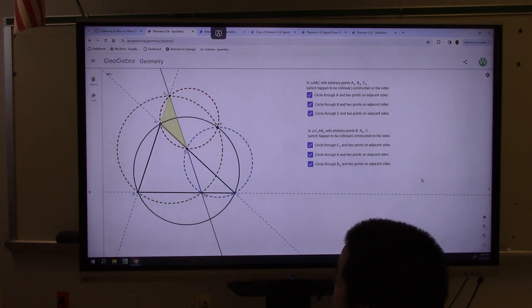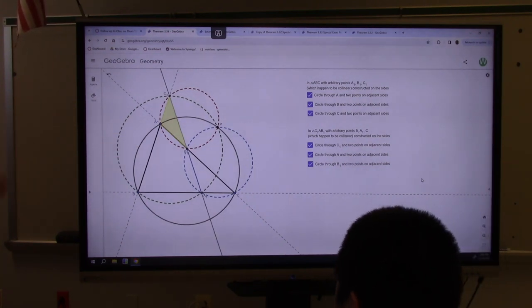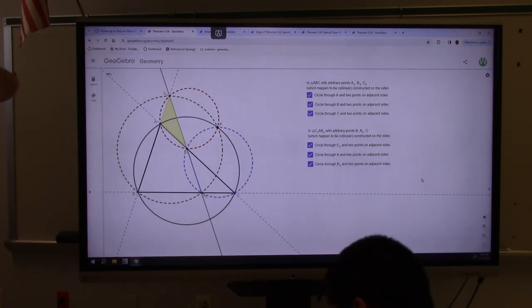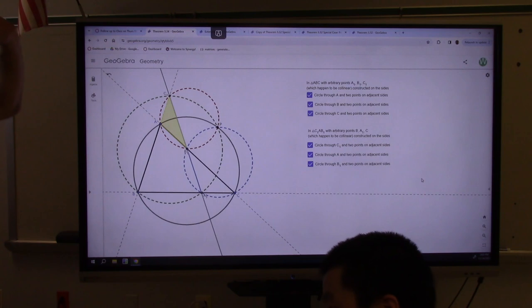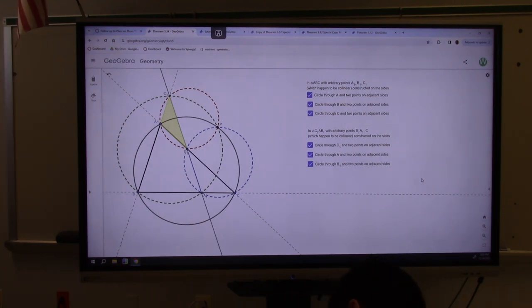When the three points are collinear, the Miquel point is guaranteed to be on the circumcircle. Or, as Coxeter puts it, when the points A1, B1, and C1 are collinear, the circumcircle of, and then he just lists the four triangles, but the four triangles are the same three triangles we keep talking about plus triangle ABC. Okay, who's with me?